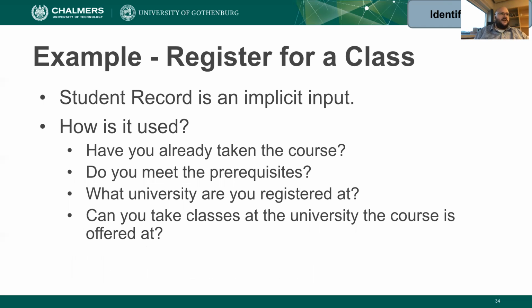That student record is something where we need to look at how it's being used, because it's not one input choice. It's rather a number of choices when we're testing. Like I mentioned, have you already taken the course? Do you meet the prerequisites? What university are you registered at? Can you take classes at the university the course is being offered at? Those are all things that might influence the outcome of the execution of that test case.